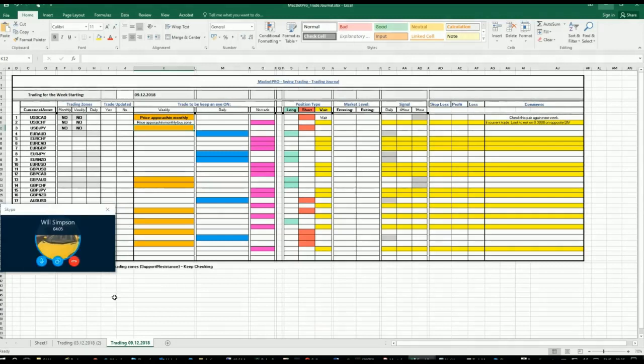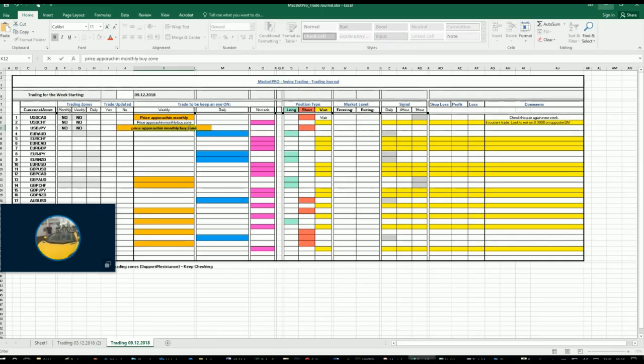Okay, so USDJPY, no, but we'll put in price. We'll just keep an eye on it. So just price just left monthly zone. Monthly zone, yeah. And then we'll go to the comments section.